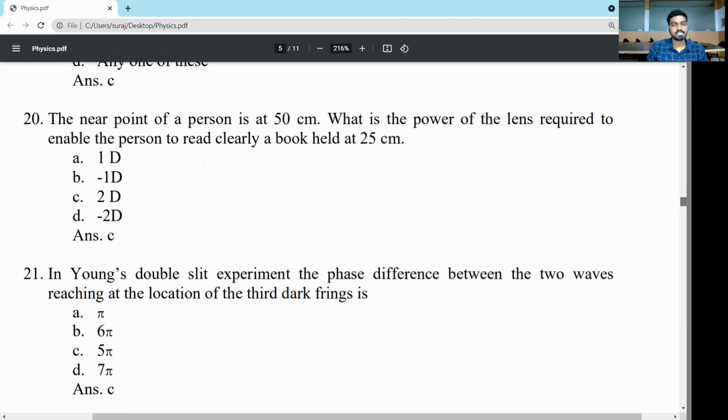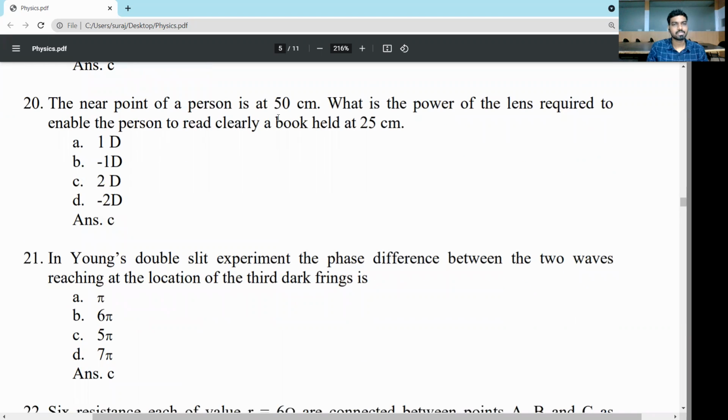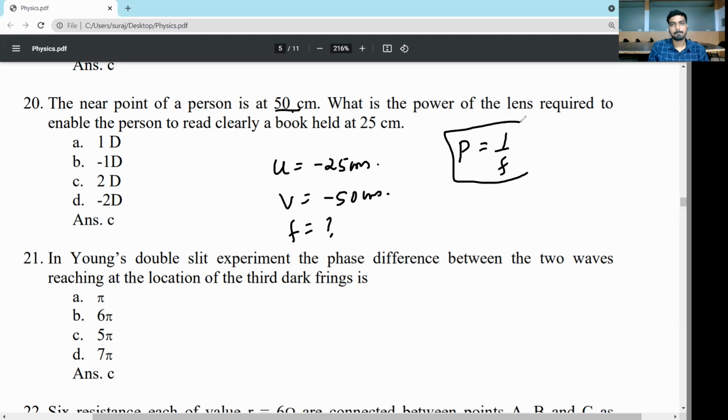The near point of a person is 50 centimeter. What is the power of lens required to enable the person to read clearly a book held at 25 centimeter? Near point of the person is 50 centimeter. So u is equal to given minus 25 centimeter. V will be equal to minus 50 centimeter. Focal length can be found. Once you find focal length, P is equal to 1 by F. Fine. Next, question number 21.